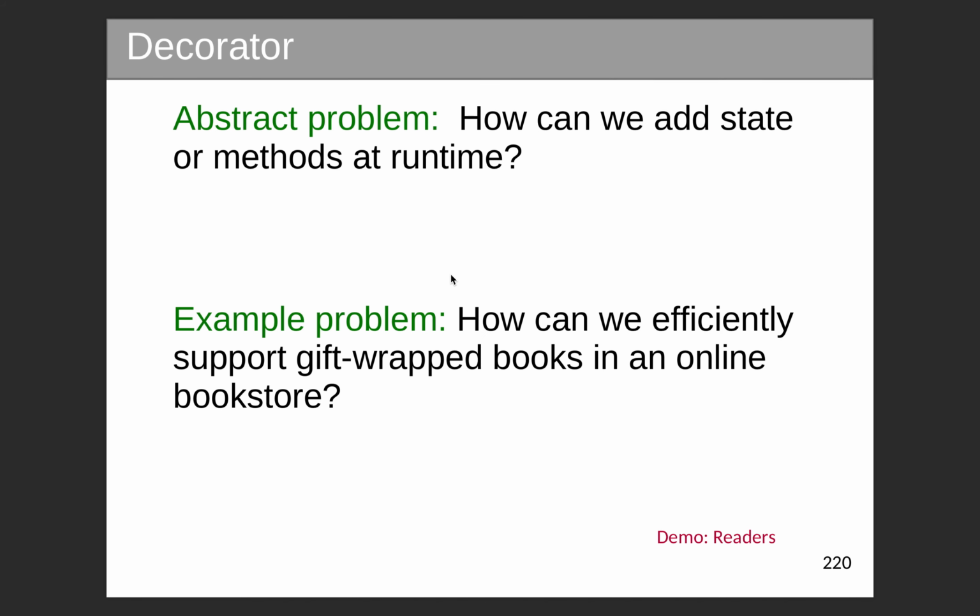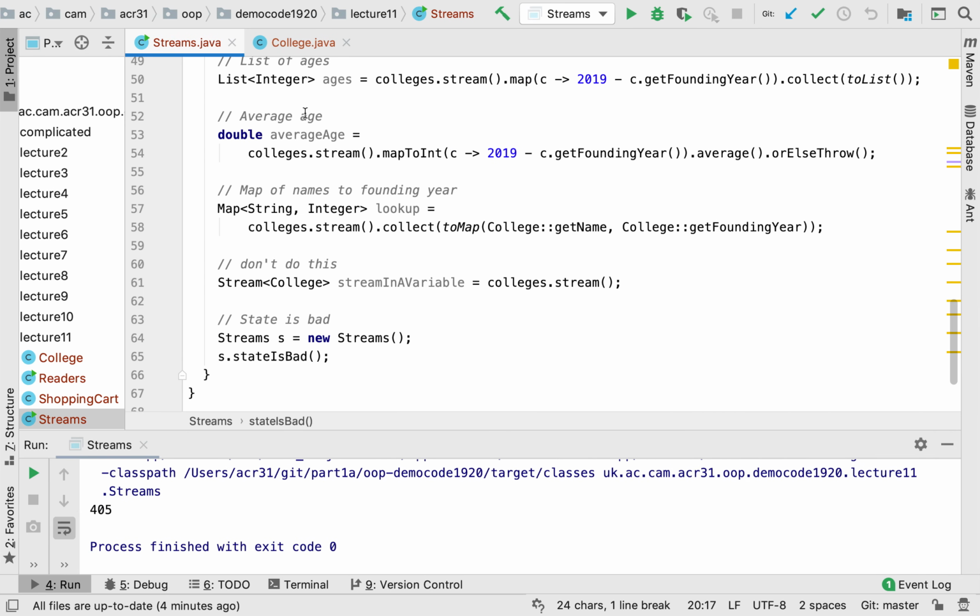So here's the first pattern. The first pattern is called the decorator. And the idea is to say, how can we add state or methods at runtime as we compose objects together? One really good example of this is reading and writing files in Java. So I'm going to show you that now.